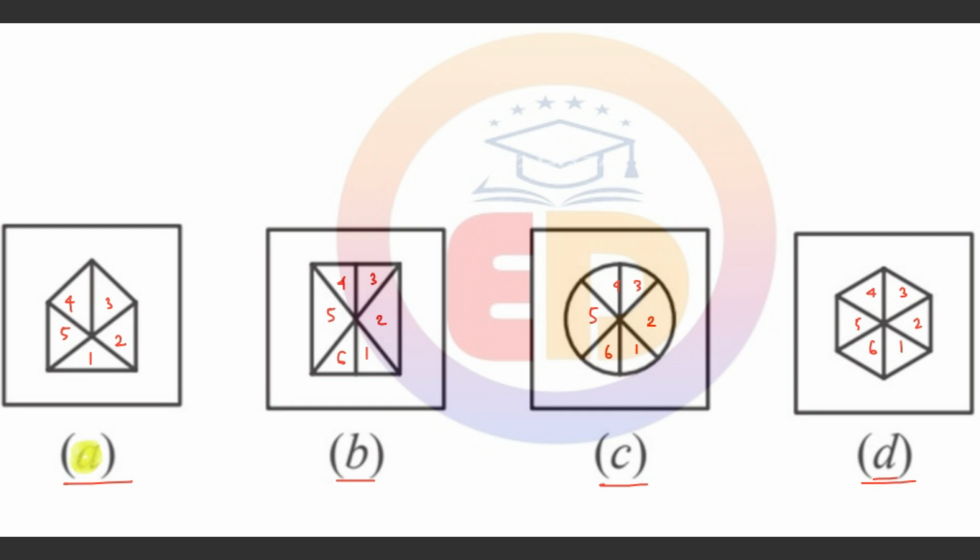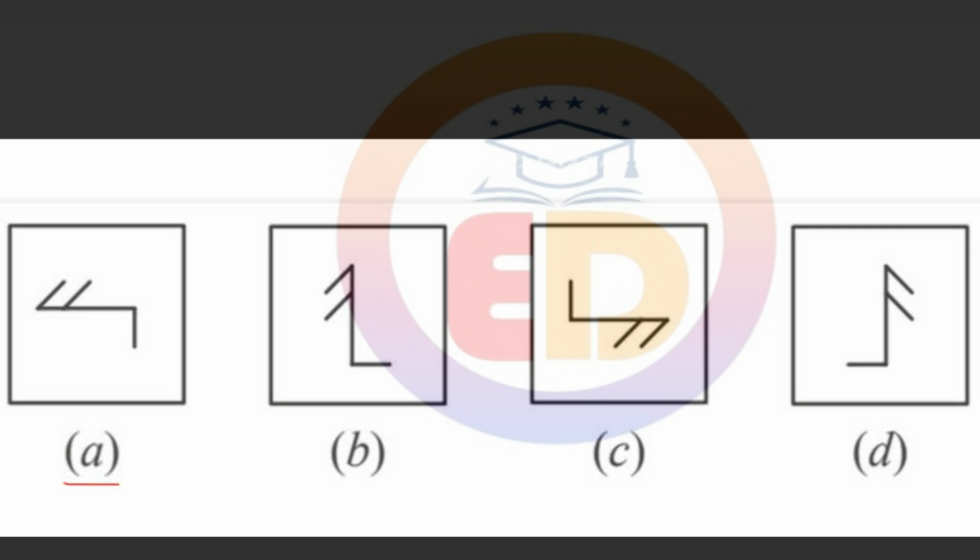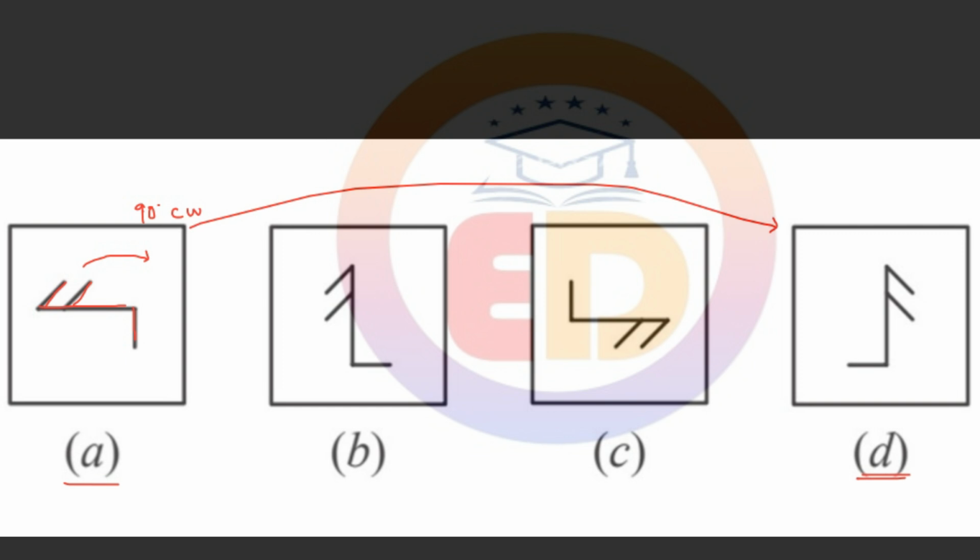In the figure A, there's a long line and then there's a small extension at the bottom, and there are two slanting lines here. Now if we rotate this figure 90 degree clockwise, then we get the figure D. So figure A and figure D can be obtained by rotation.